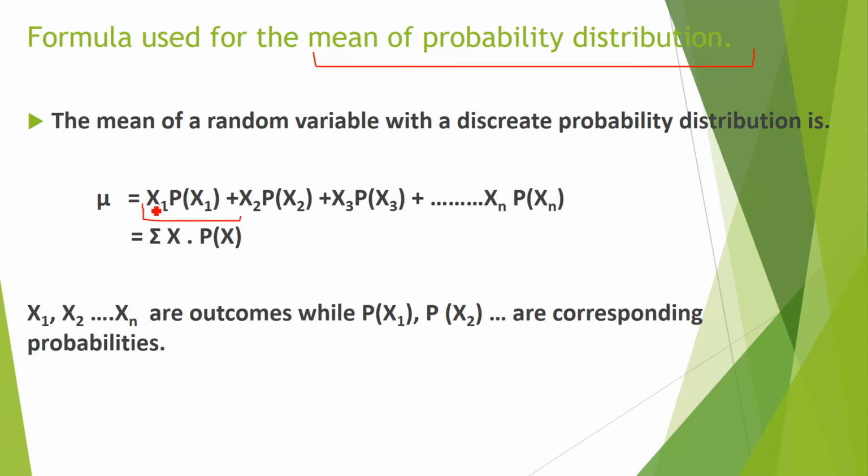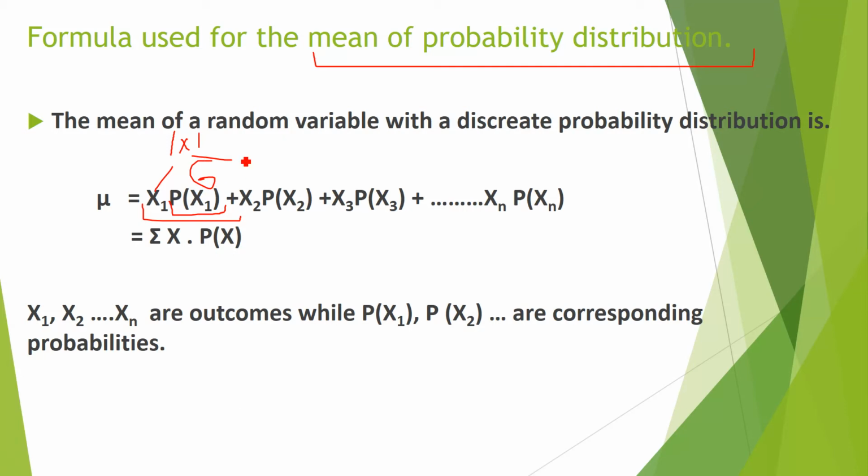Now what does it mean? X represents any variable. You can write down y, z, a, b, c, but in general we write down x. So x is any outcome. In the case of a die, suppose this is 1. So instead of this x, I will write down 1. Then I have to multiply the probability of x, meaning what is the probability that 1 will come. The probability is 1 by 6.